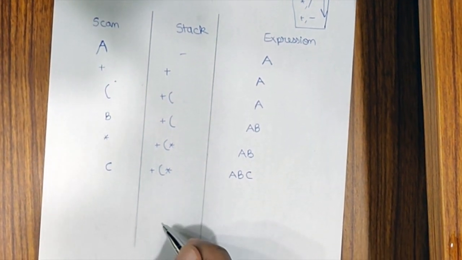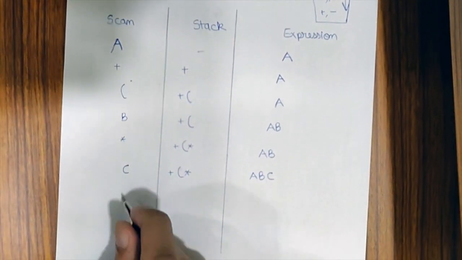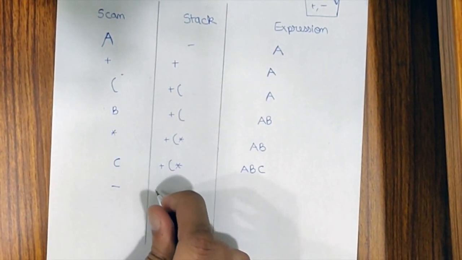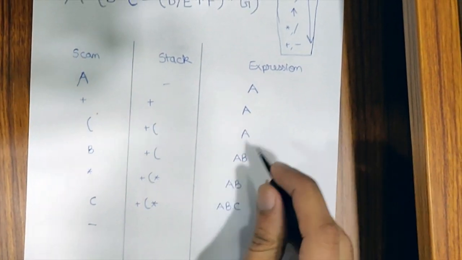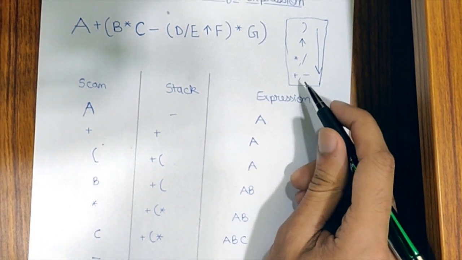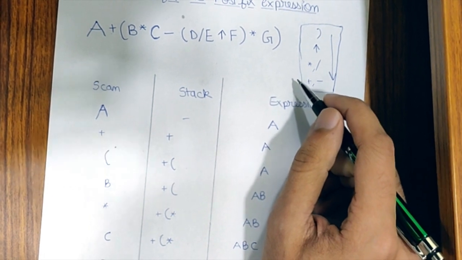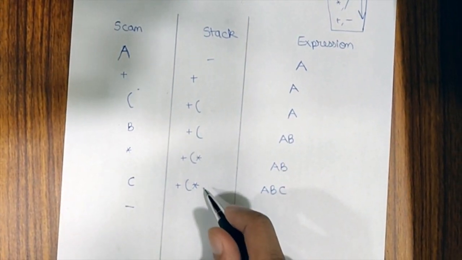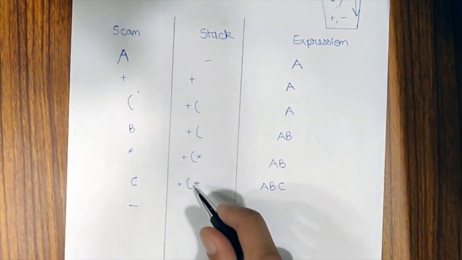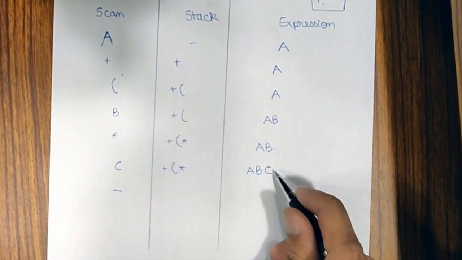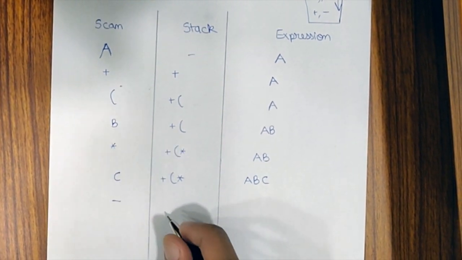Then we have the minus, which we put here. When we put minus, you see that minus has a lower precedence than star. If we put it here, it would have a lower value than the multiplication. So the multiplication pops out and goes into the expression, and the minus takes its place and is pushed into the stack. So we have something like this after the process.